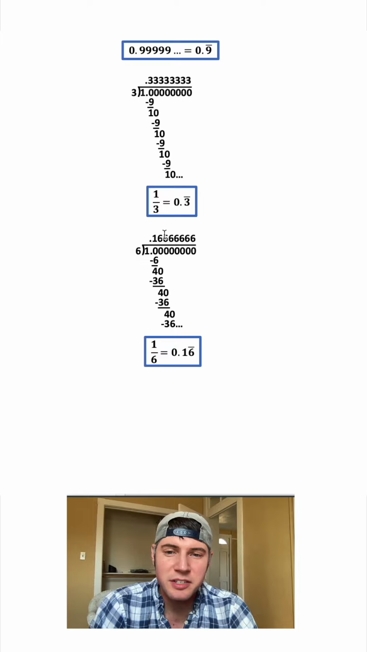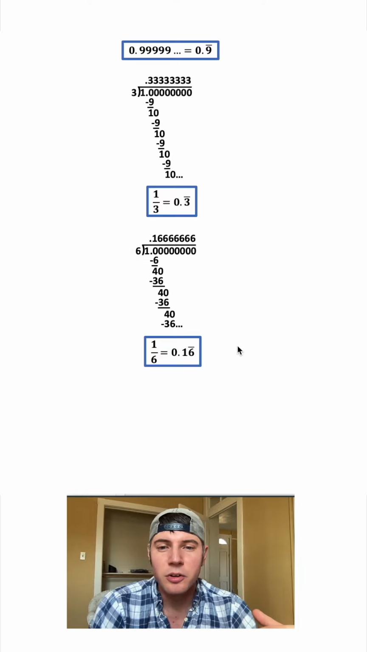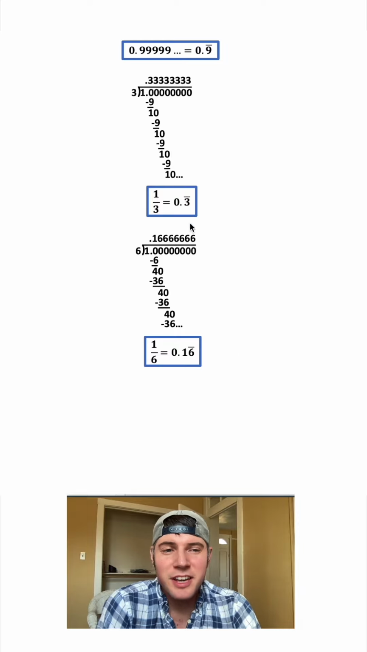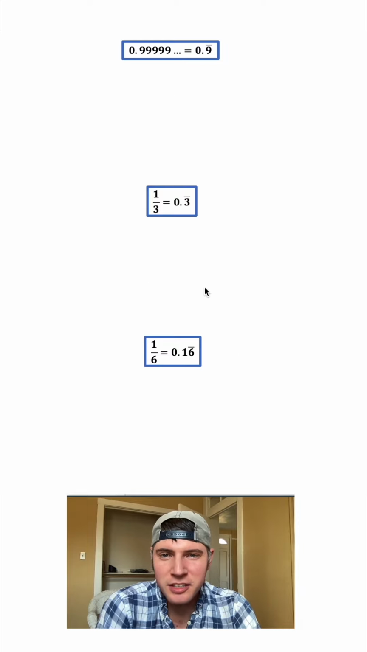If we do 1 divided by 6, we get 0.16666, and only the 6 has the bar over it because only the 6 goes on forever. And this is the idea behind repeating decimals. So let's clean things up and bring these up.